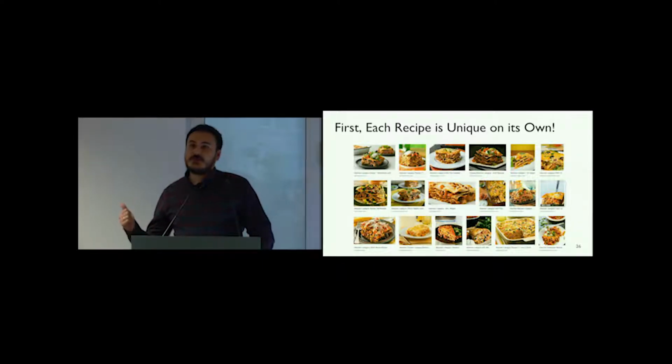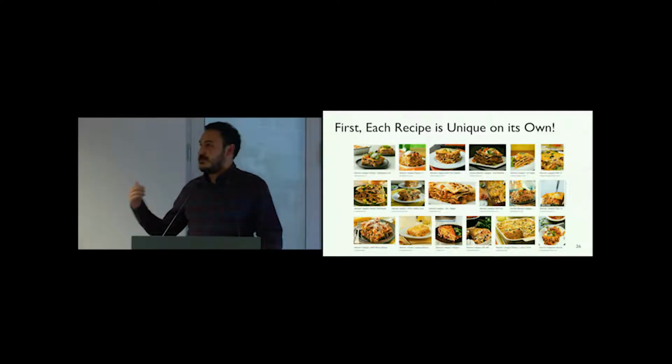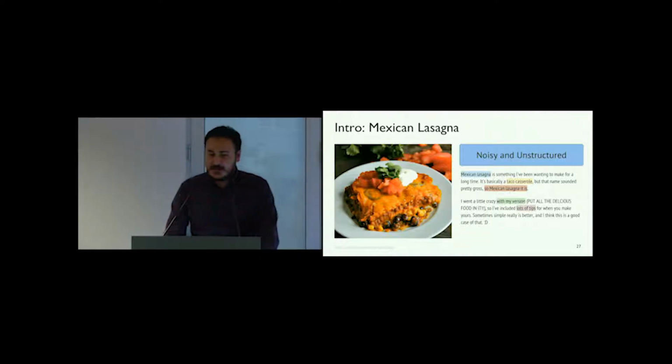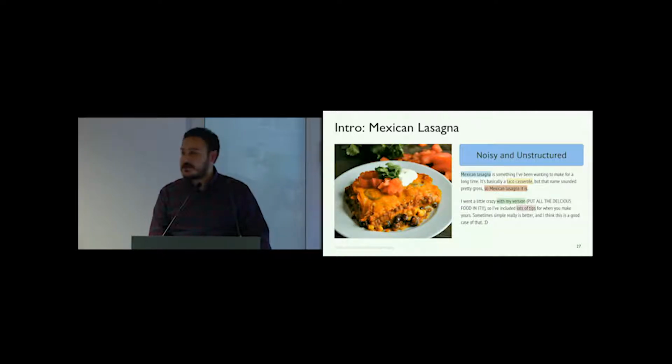First, when we search for a Mexican lasagna on Google Images, we see that there is a high diversity in the byproducts. The idea of Mexican lasagna might be similar, but each recipe is unique on its own. So in order to understand recipes, when we look at the data, we see that it might be quite noisy and unstructured, and the authors can include anything they deem related.